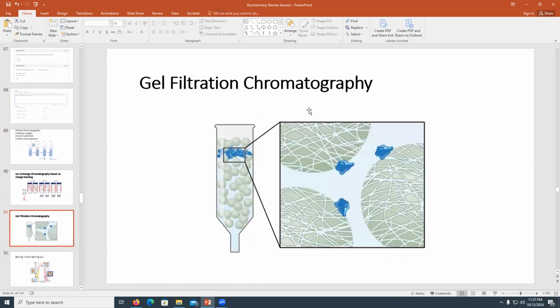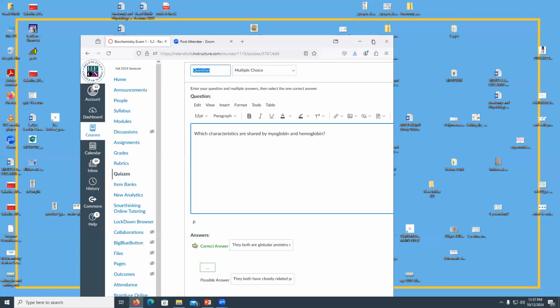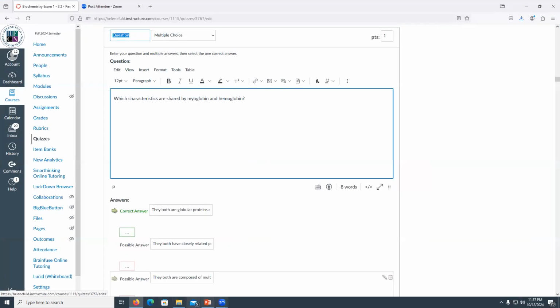This is gel filtration. So in the gel, you have beads, and these beads have holes through them. What I need will be going through the sides of the beads. Maybe I have the photo somewhere here.